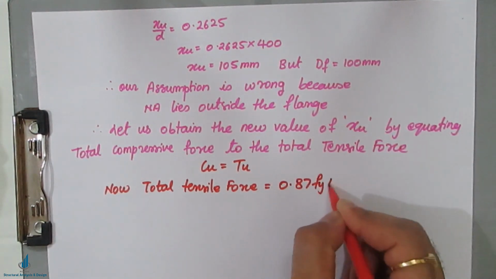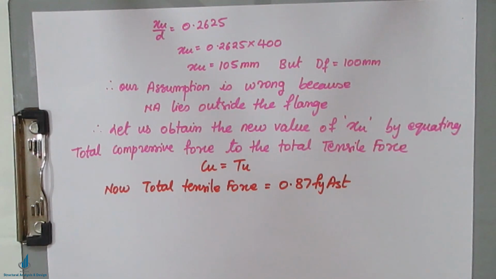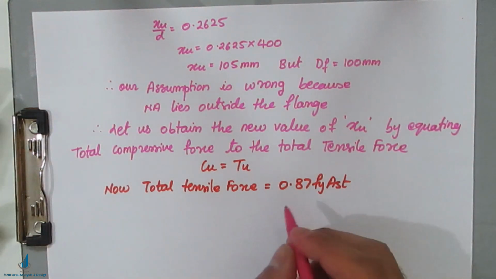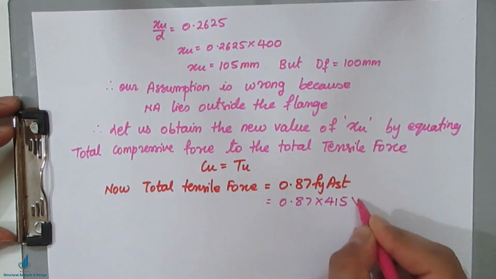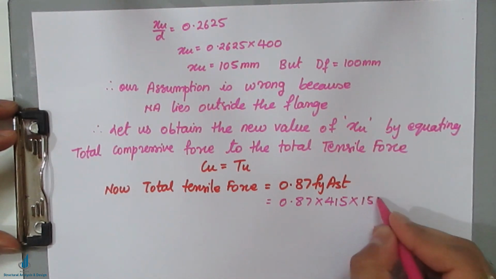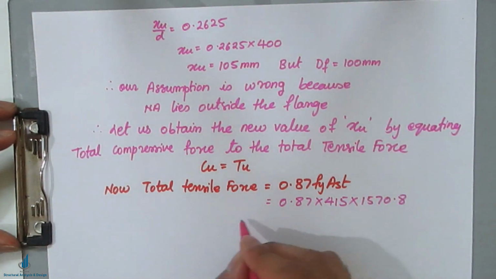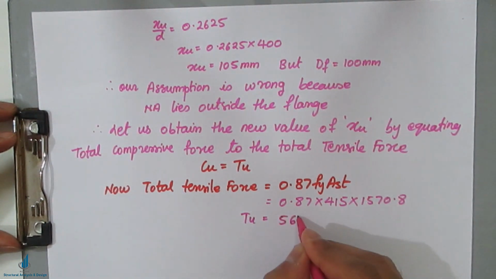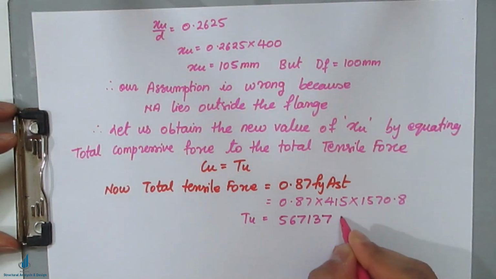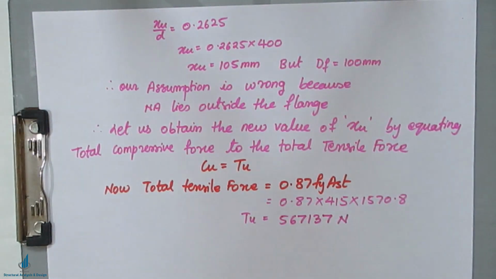0.87 Fy AST. So when you get back to the stress block parameters, if you see any standard textbook, the derivation of these formulas are given. So the total tensile force Tu equal to 0.87 Fy AST. Just substitute here 0.87 into 415 into 1570.8. So Tu comes out to be 567137 newtons. So this is your total tensile force.